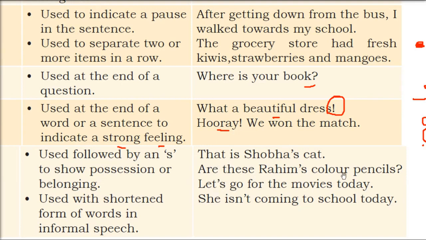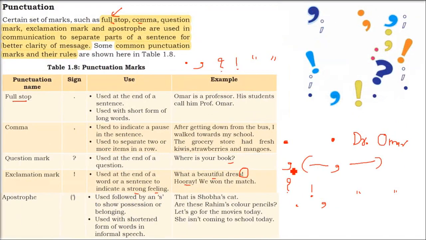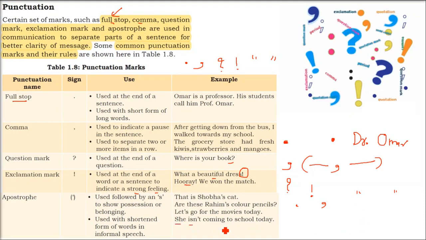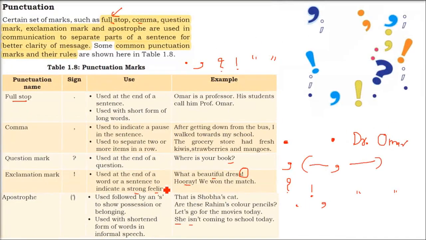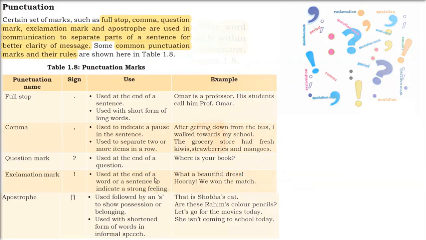Now coming to, are these Rahim's color pencils? Rahim's, because these color pencils belong to Rahim, and they are asking, so we use a question mark also, and an apostrophe after Rahim. We are now using a shortened form in speech. She isn't coming to school today. Everyone knows that we are talking about she is not coming to school today. So isn't, N apostrophe T, is a shortened word.